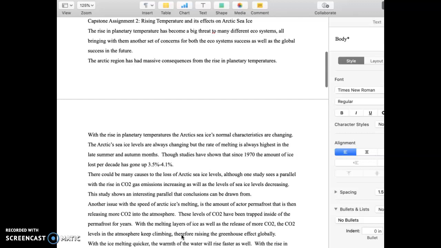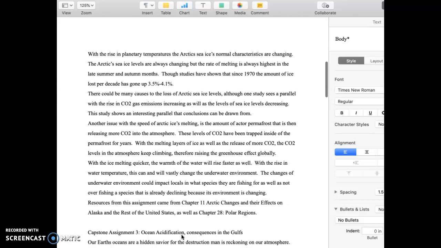The Arctic region has had massive consequences from the rise in planetary temperatures. With the rise in planetary temperatures, the Arctic sea ice's normal characteristics are changing. The Arctic sea ice levels are always changing, but the rate of melting is always highest in the late summer and autumn months. Though studies have shown that since the 1970s, the amount of ice lost per decade has gone up 3.5 to 4.1%.